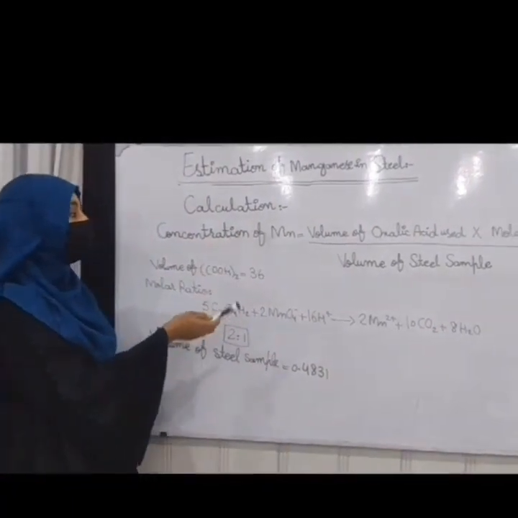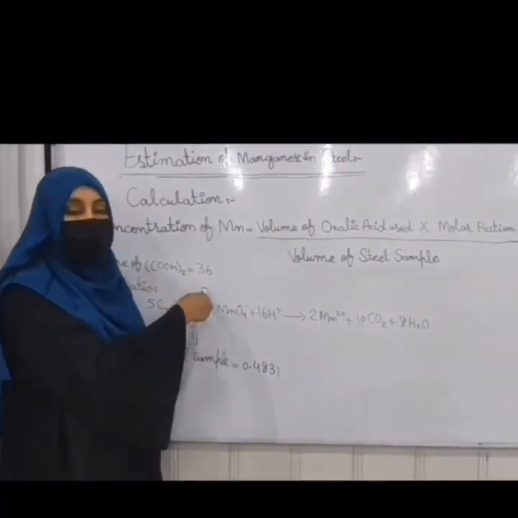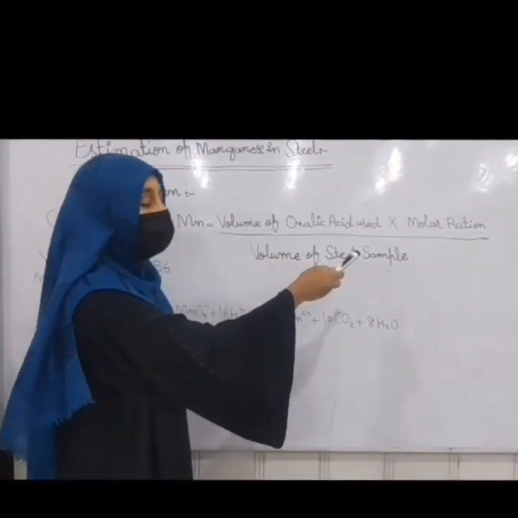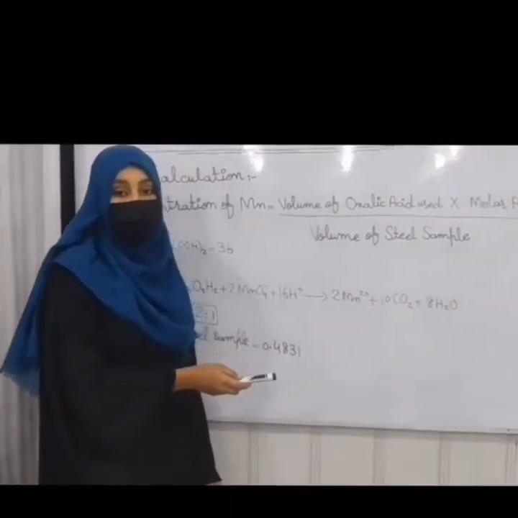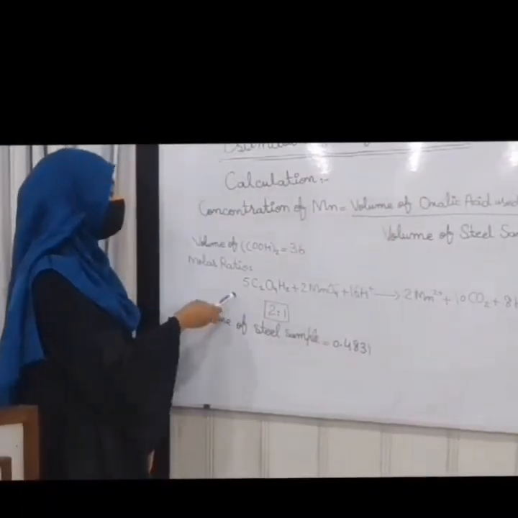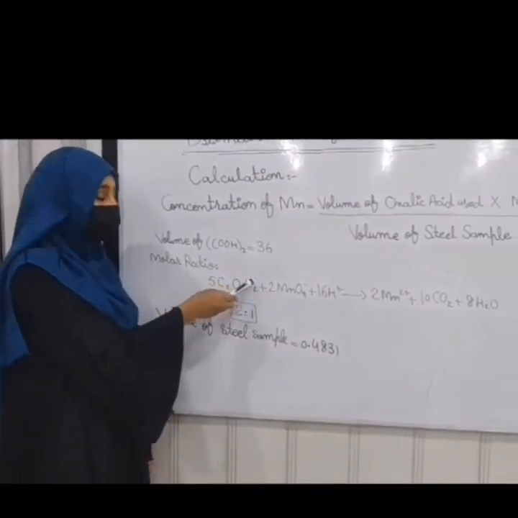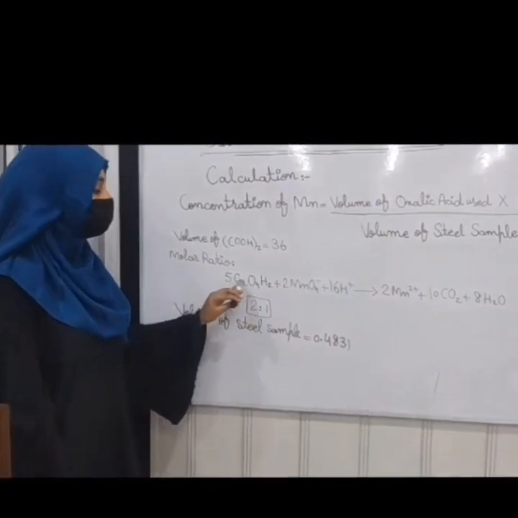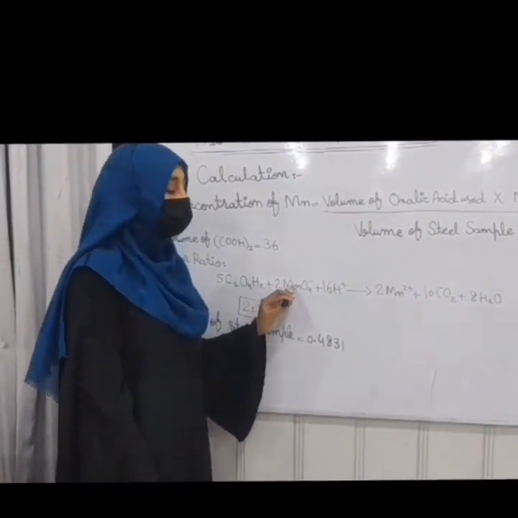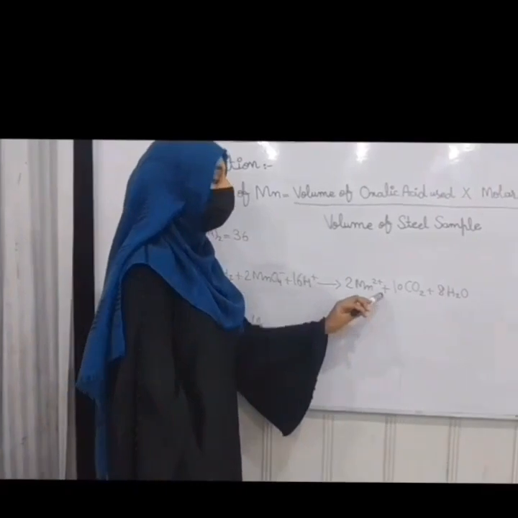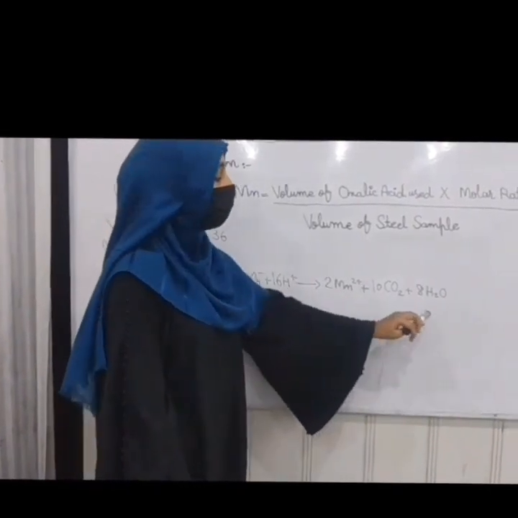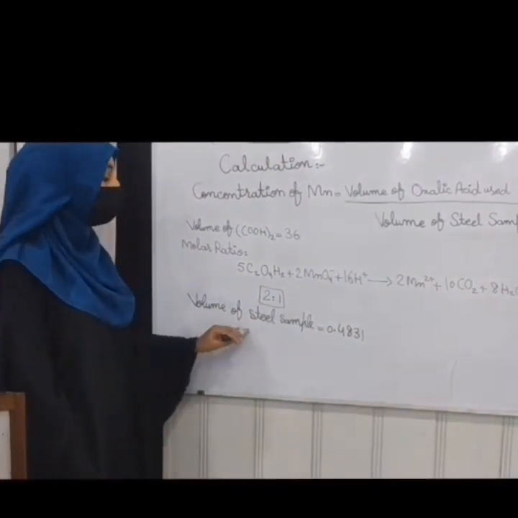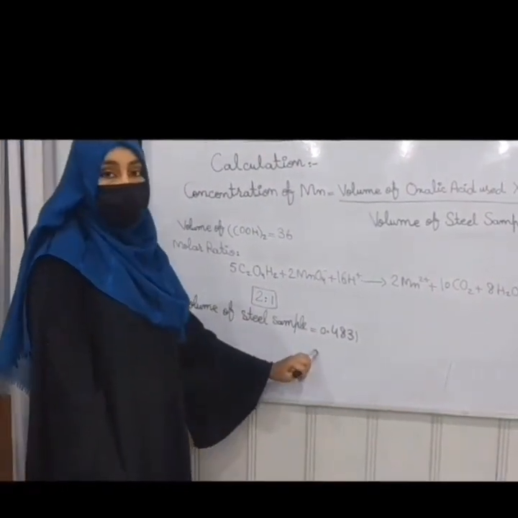We use the formula: concentration of manganese is equal to volume of oxalic acid used multiplied by molar ratio, divided by volume of steel sample. Here are the values. Volume of oxalic acid 36 and molar ratio. Here is the reaction in which 5 molecules of oxalic acid and 2 permanganate ions react and give 2 manganese ions, 10 molecules of carbon dioxide and water. Here the molar ratio is 2:1 and the volume of steel sample is 0.4831.